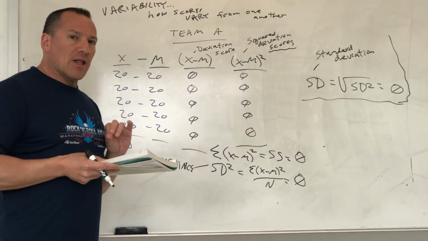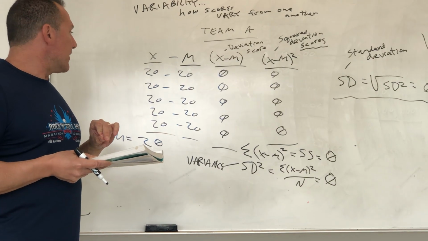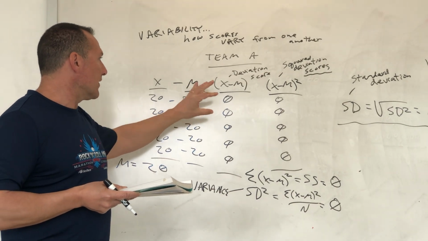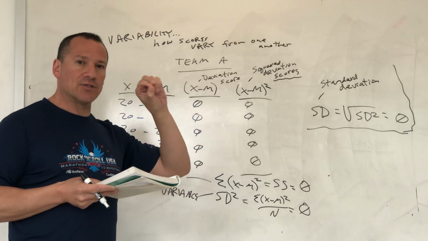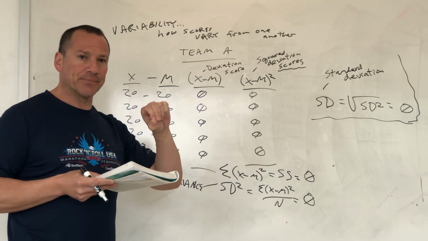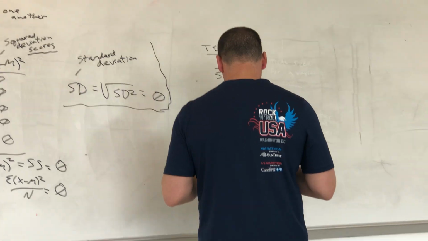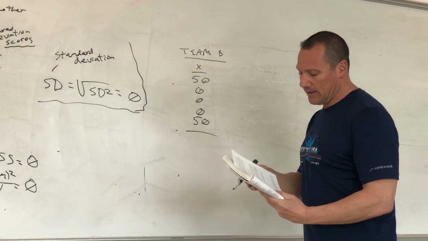But a simple bottom line that I want people to take away from this is the fact that the scores do not vary from one another. Every single index of variability tells us zero variability. So that's what happens when you have zero variability. What happens when we actually have variability?